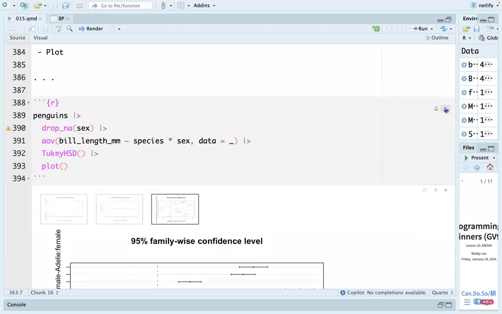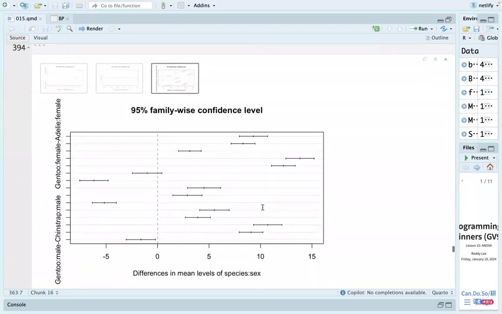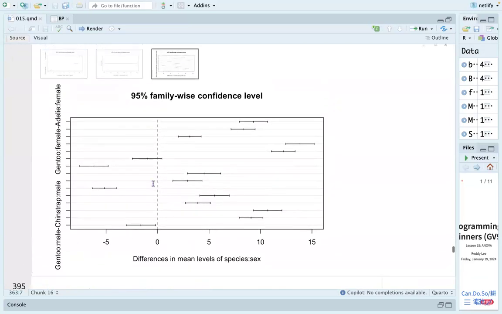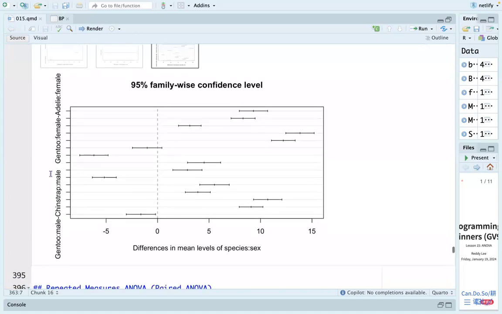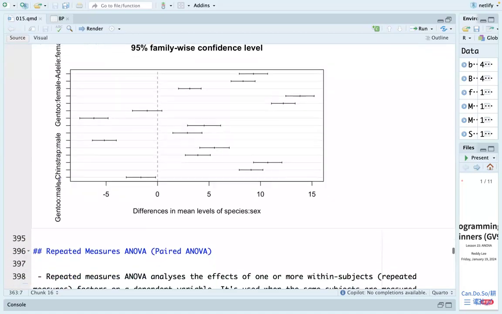Okay, we can see the plot. And this one is Can.Do chin strap male. This one. And Can.Do female. And after that female. This one. Yeah, because there are too many, so it's not easy to tell the difference.